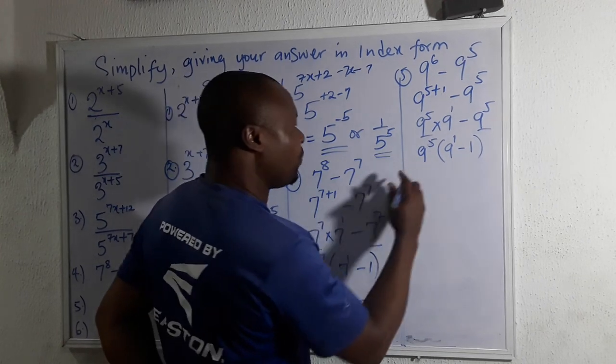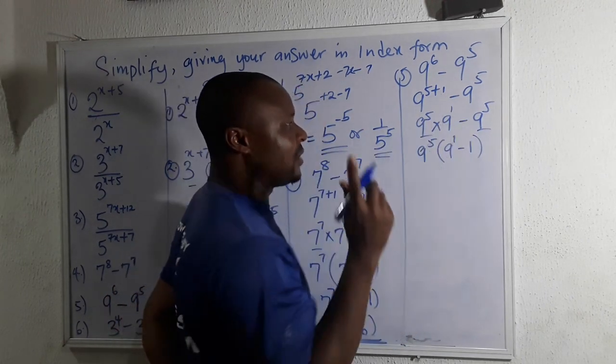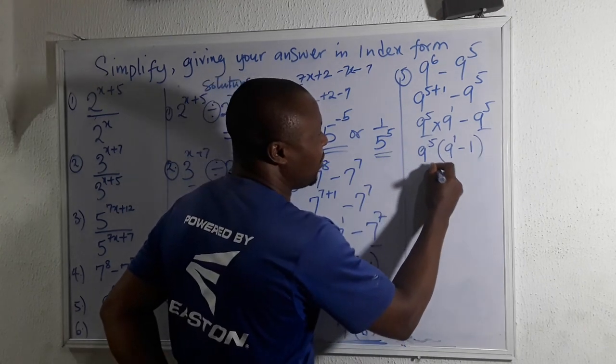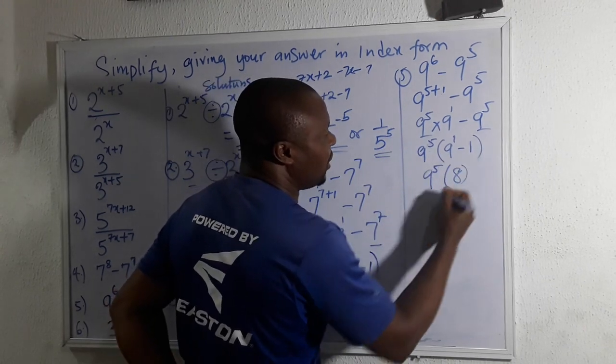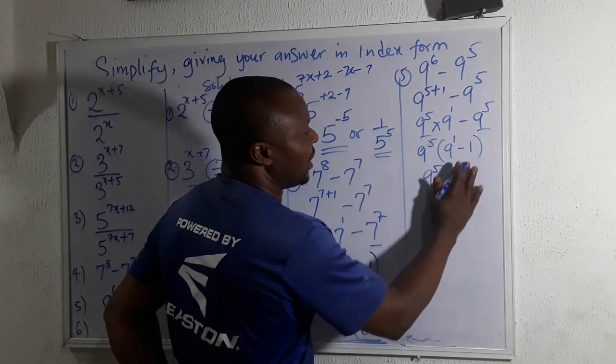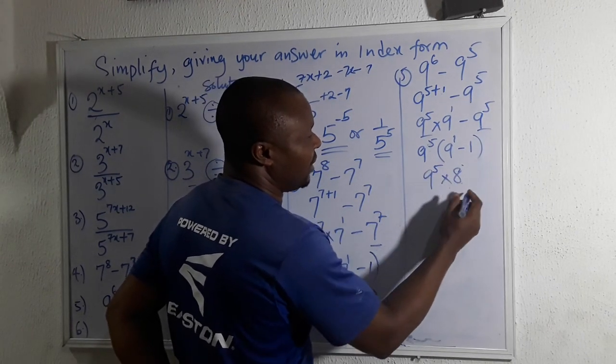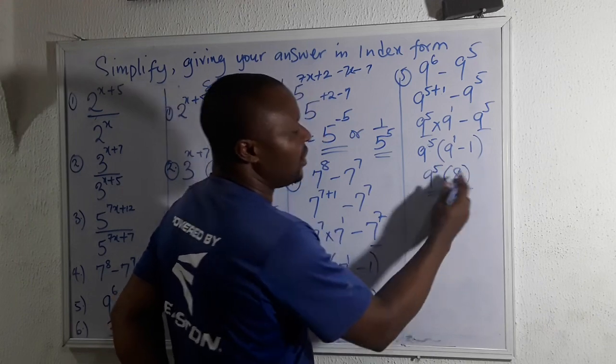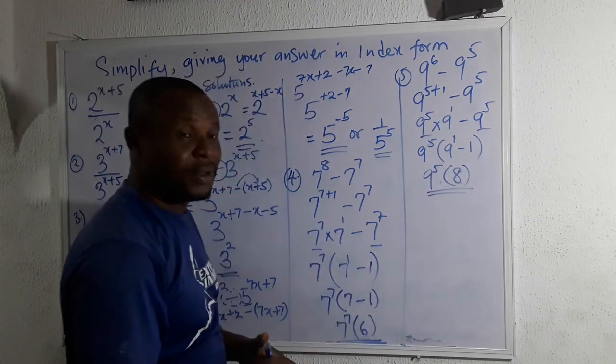Now 9 raised to power 1 is the same as 9, and 9 minus 1 is 8. So that will give us 9 raised to power 5 into 8. Again, this into 8 means 9 raised to power 5 times 8, so one and the same. Again, you can see that the bases are not the same, so we can stop right there.